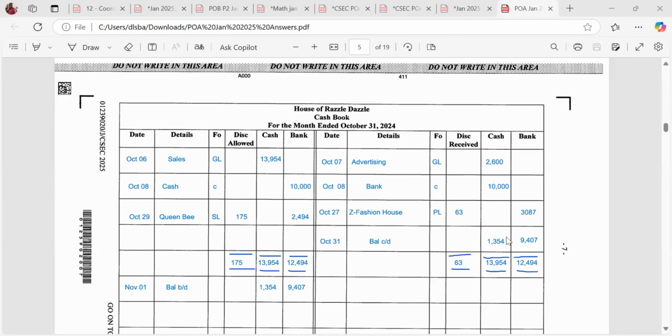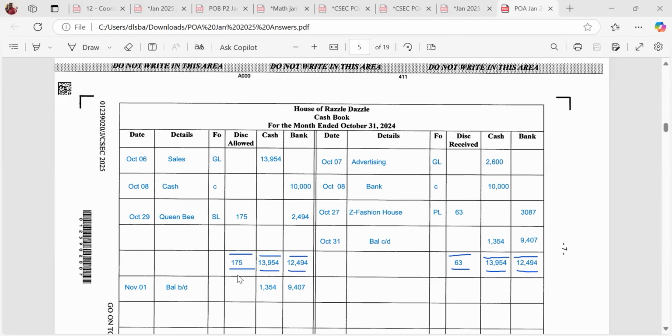Then I do the same for bank. I check to see which side is bigger and which side is smaller. Now it's possible for you to spend more money than you have with the bank because the bank offers a facility known as bank overdraft. So for the bank, the balance carried on could be on either side. But in this case, the debit side is clearly bigger. It has 10,000 and then 2,494 here. On the credit side, it just had 3,087. So the balance carried on also goes on the credit side. I take the bigger side minus the smaller side, and that's how I get the 9,407. Then I put in my totals.